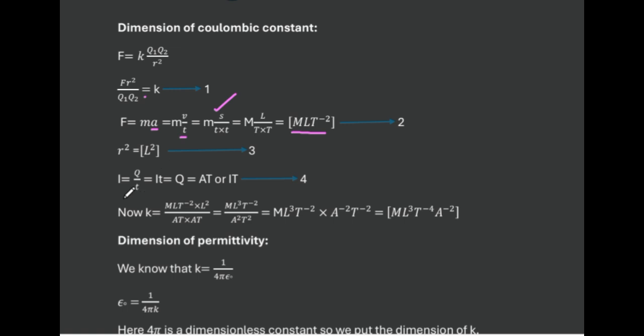We know that current I is equal to q divided by t. By cross multiplication, it is equal to q. The dimension of current is A, and the dimension of time is T. Now put these values in equation number 1. We get the dimension of the Coulombic constant as M L cube T to the power minus 4 A to the power minus 2, and this is the dimension of the Coulombic constant.